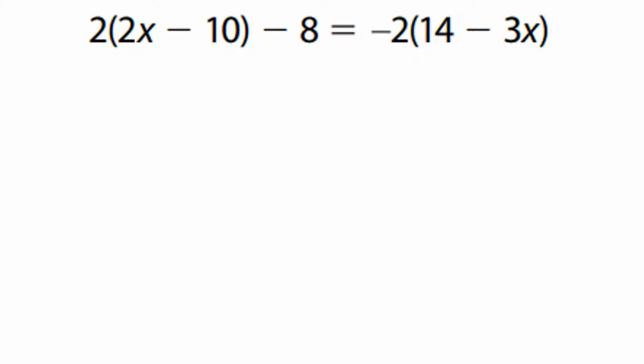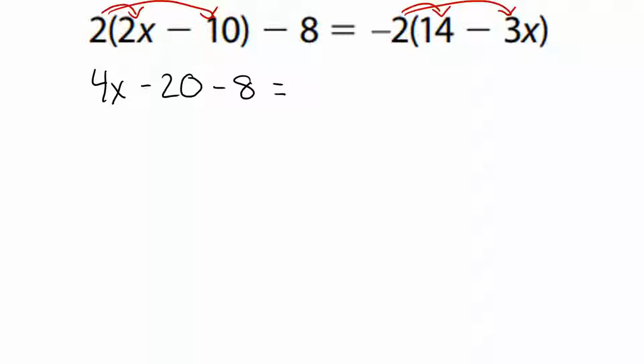For this equation, we start by distributing. We multiply both parts of the parentheses. 2 times 2 is going to give us 4x. 2 times 10 is going to give us 20. Bring down the minus 8. Negative 2 times 14 is negative 28. Negative 2, and we treat this as a negative 3, becomes a positive 6x.